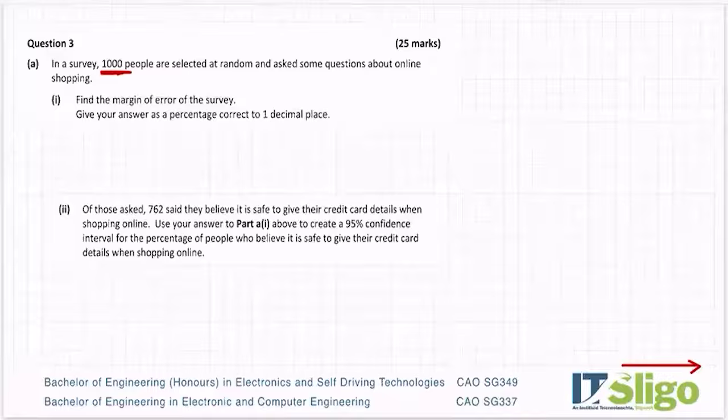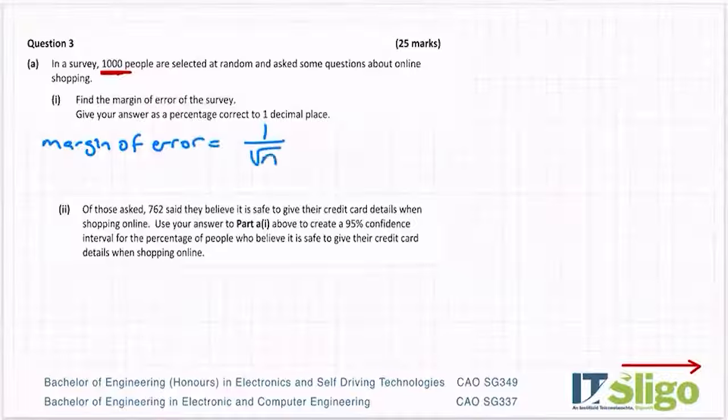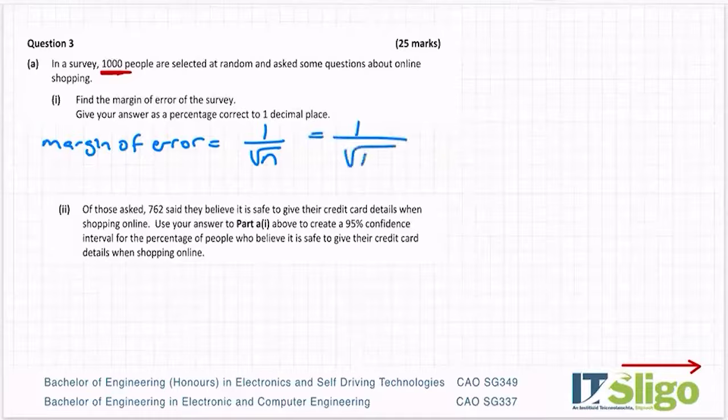Okay, so margin of error is equal to 1 over root n, where n is what we call our sample size, and our sample size in this one is 1,000. So 1 over the square root of 1,000, and I've got 0.0316.